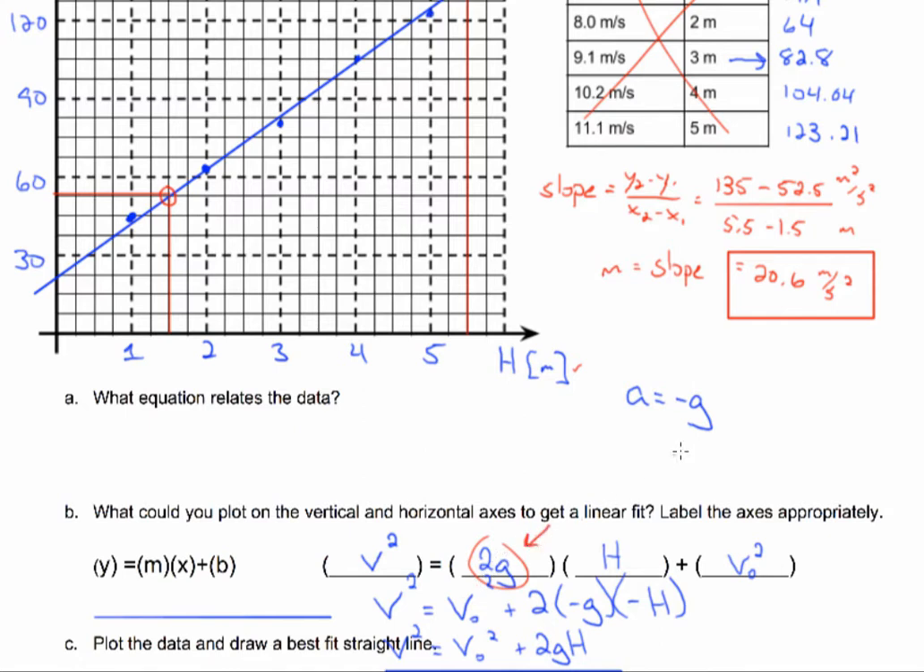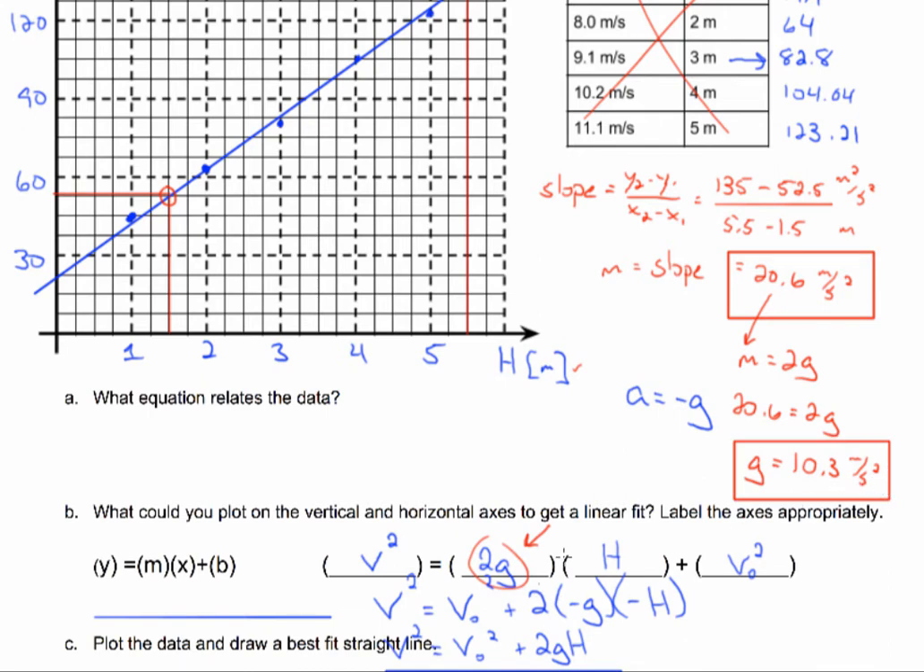What is m? Well, m we just said was 2 times g. So m equals 2 times g. In other words, 20.6 is your slope. I'm leaving units off. 2 times g. So our experimental value for g would be 20.6 divided by 2, which is 10.3 meters per second squared. Not the best experiment ever, but that's pretty close.